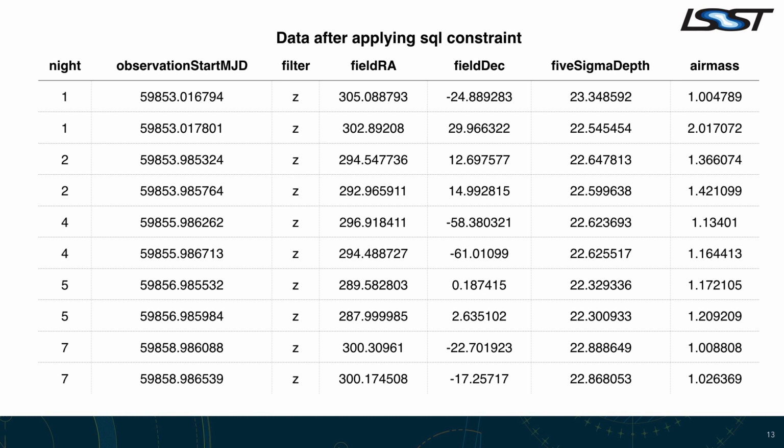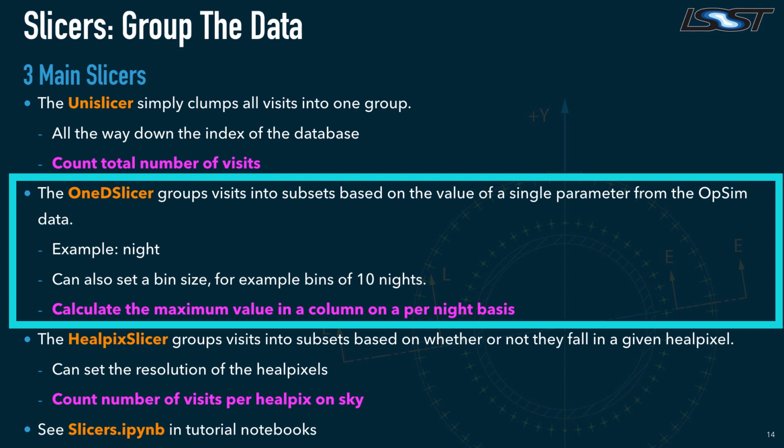The next thing that we'd like to do is start to do the slicers, because remember, this is how we're going to start to group the data, and then finally we're going to calculate our metrics. So again, this is just a repeat of my previous slide, but I wanted to highlight that we're really going to be looking at this 1D slicer, just because it's more interesting to look at in terms of an example than a unislicer, and it's a little bit easier to actually illustrate than a heel pick slicer.